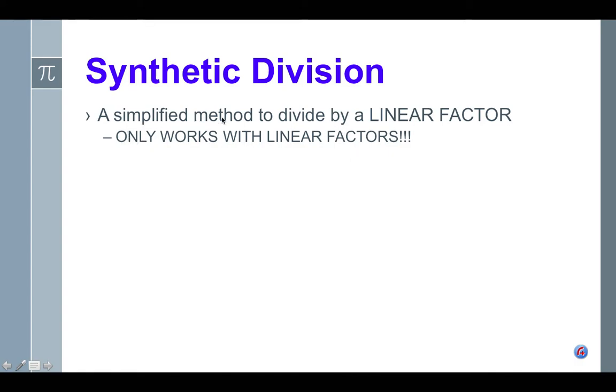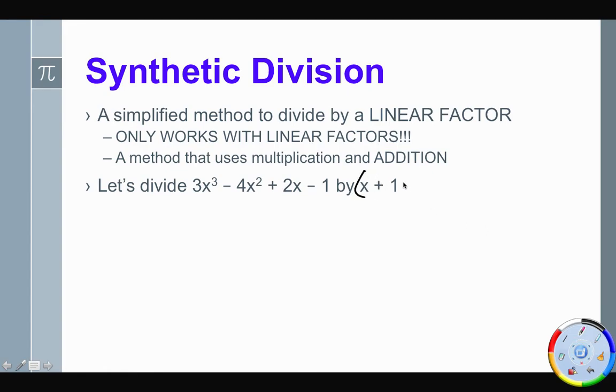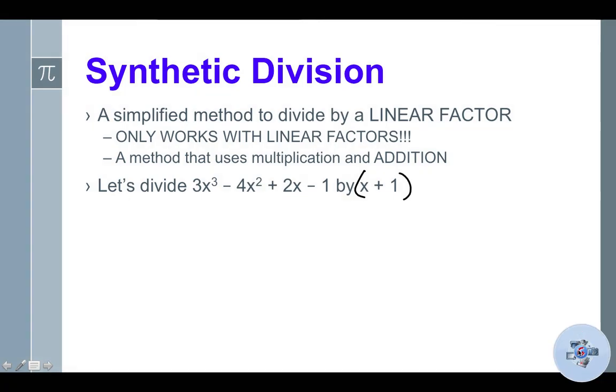Please note, it only works with linear factors. So when you divide by a linear polynomial, you can do synthetic division, but that's the only time you're allowed to do synthetic division. This method uses multiplication and addition. And we're going to do this problem right here, and I'm going to try to explain using my words, but I'm going to show you what that means as we go. So notice we are dividing by x plus 1. That is a linear factor, and therefore we can do synthetic division.